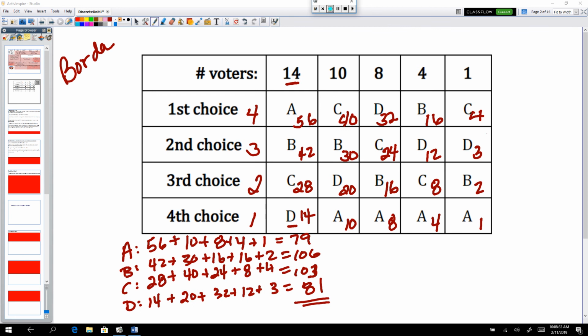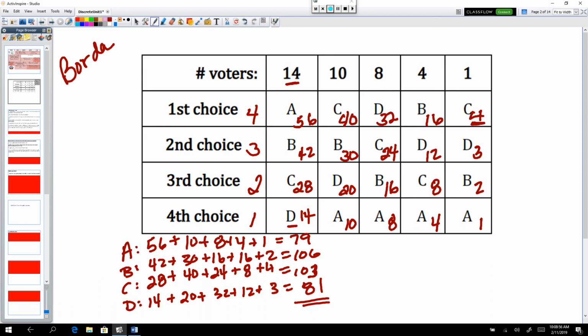Hopefully you found my mistake up here. I accidentally gave Carmen 1 point when she should have gotten 4. And you went through the table and added all the different points for all the different candidates. So Alicia should have gotten 79, Boris 106, Carmen 103, Dave 81. If not, pause the video and take a look at where your math went wrong. Definitely attention to detail helps here.